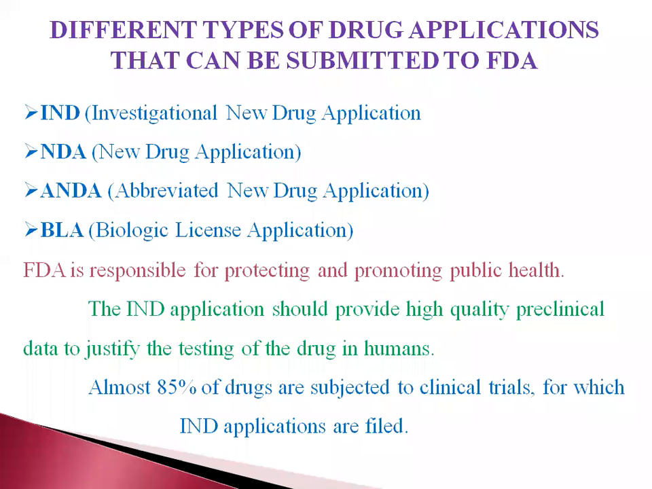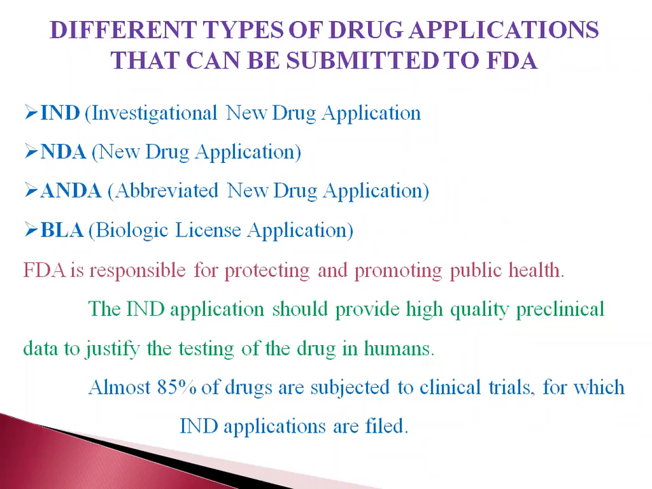NDA means new drug application. So what is the difference between these? For IND, if the safety and efficacy study and dose optimization are done, we can go for an IND application to the regulatory agency. Then we can go for phase 1, 2, 3, 4 trials in the NDA application. ANDA, abbreviated new drug application, is related to generic drugs, which we will discuss in detail. BLA means biologics license application. FDA is responsible for protecting and promoting public health.